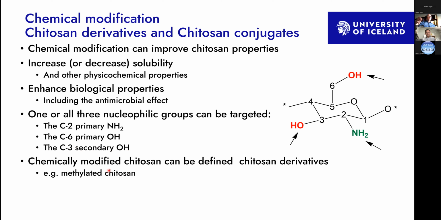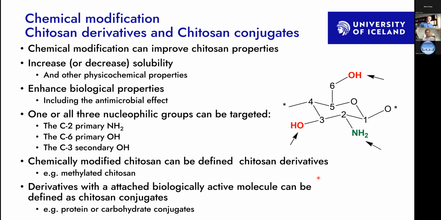If you just do methylation, a simple modification, then I usually call this chitosan derivatives. But if you attach some biologically active molecule, then you can define this compound as chitosan conjugates, like linking it to protein or carbohydrate. But there is no universally agreed definition. This is just what I try to use when we discuss the materials that we are making.